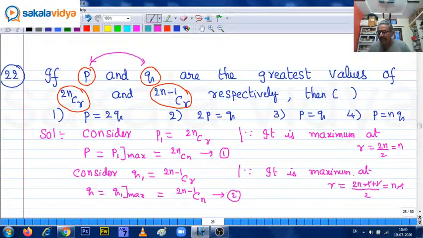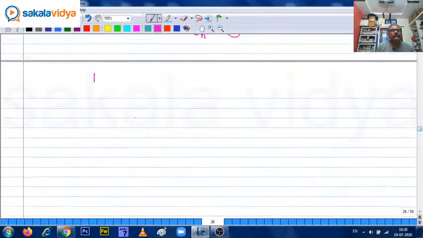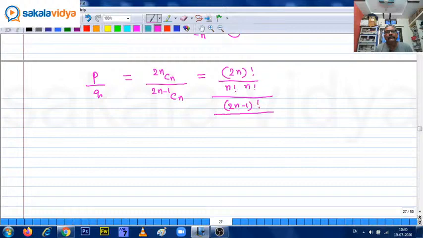Okay, let us find out now P by Q. Consider P by Q. P by Q is equal to 2n Cn upon 2n minus 1 Cn. This 2n Cn can be written as 2n factorial upon 2n minus n, that is n factorial, and n factorial. Upon this will be 2n minus 1 factorial, upon 2n minus 1 minus n, that will be n minus 1 factorial, and n factorial. This we need to simplify.